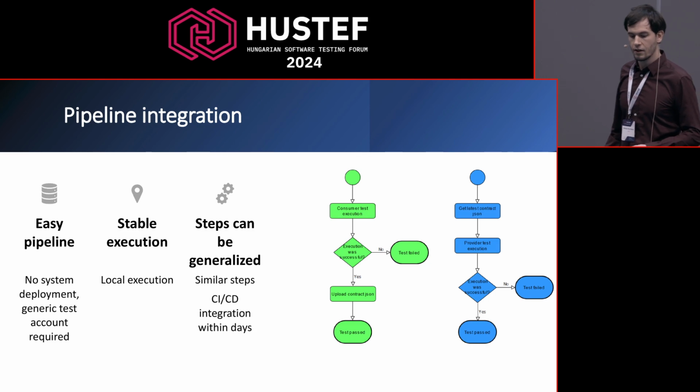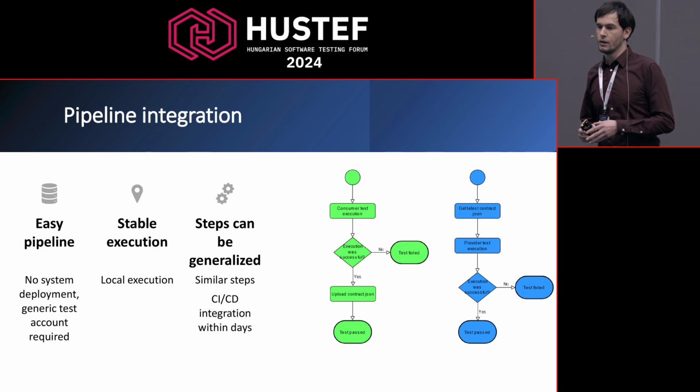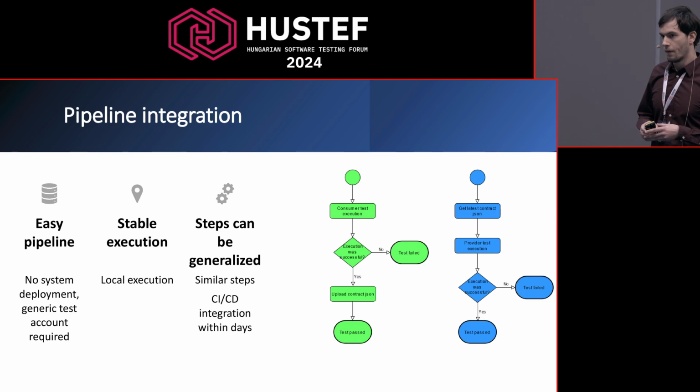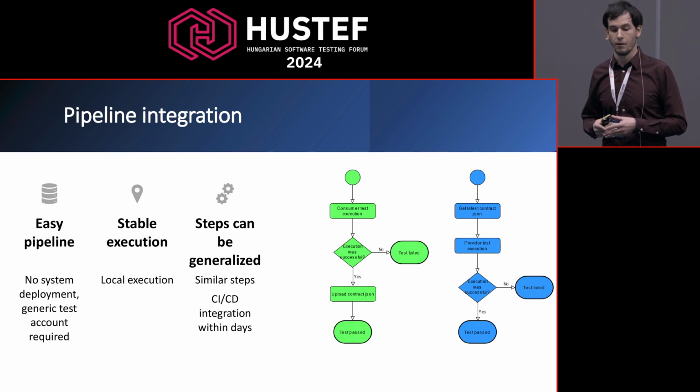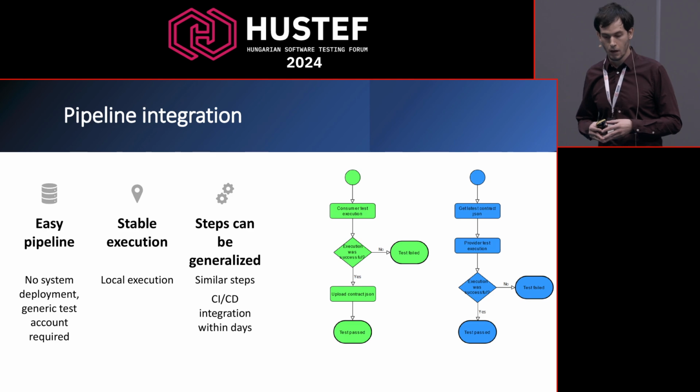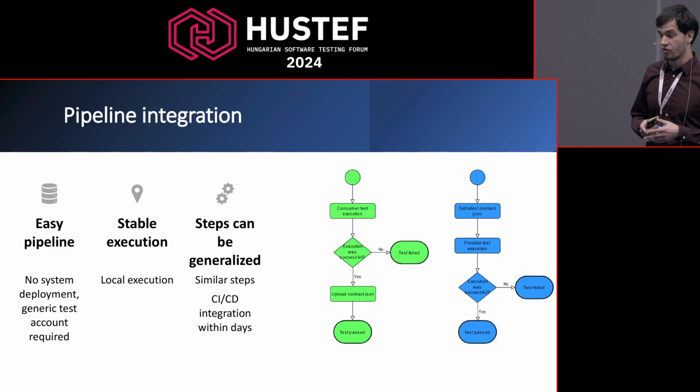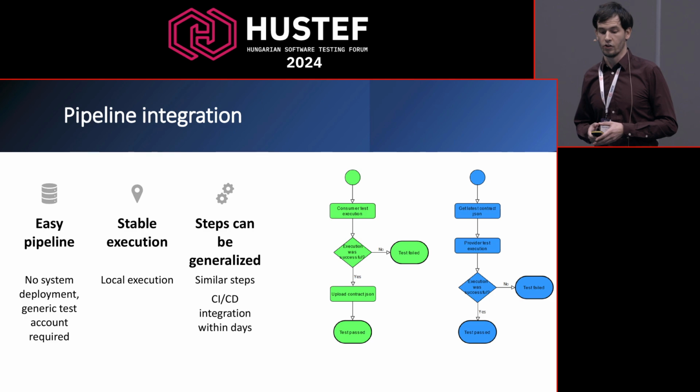What is maybe more exciting is pipeline integration. I have already said in the benefits that local execution is very important. In pipeline integration, it's even more important. If you're implementing a pipeline for contract testing, and I think for test automation, the pipeline is very important, or better to say, it's essential. No system deployment or generic test account is required. It makes your work much easier. Because of the local execution, the end result is more stable. And last but not least, steps can be generalized in a more effective way.